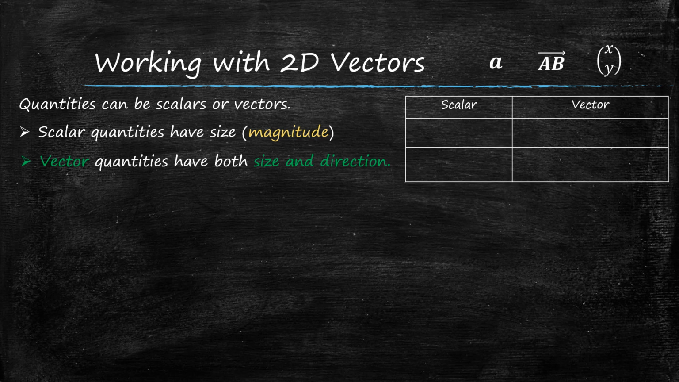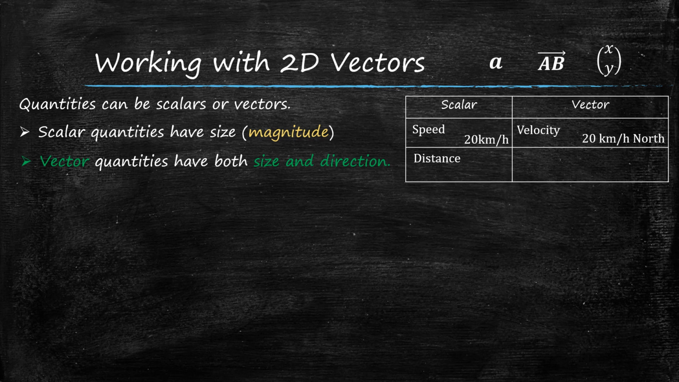So let's take a look at a couple of examples. Speed is a scalar. We would say the car is traveling at 20 kilometers per hour. So speed has a size, but we don't know which direction the car is traveling, as speed is a scalar. The vector equivalent would be velocity. We would say the car is traveling 20 kilometers per hour north. So we have a size, 20 kilometers per hour, and we also have a direction. The car is traveling north. So velocity is a vector quantity.